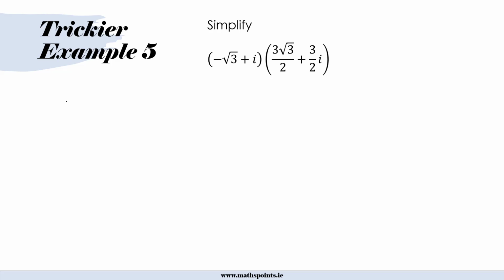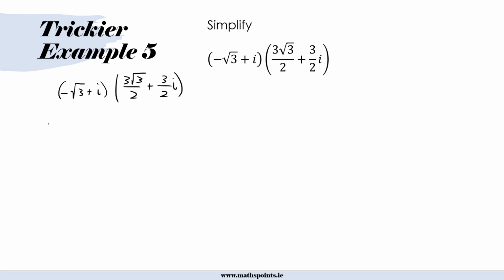Not one to get overstressed about, but I'm pretty sure that everybody, if they've watched the 10 basic examples and seen the 4 previous ones, would be at least able to say, I know how to split the brackets up. So there's the first bracket that has 2 terms in it, and then the second bracket also has 2 terms in it, albeit with fractions. Now, how would I split this up?